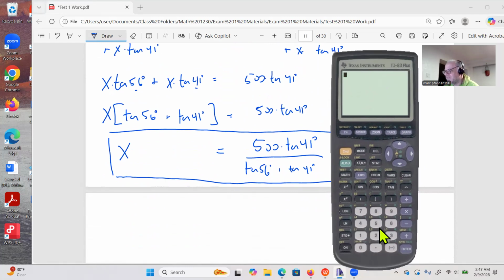So we can go ahead and do that. We're going to say this is 500 times the tangent. Let's actually do two things here. Let's make sure that we are actually in degree mode.